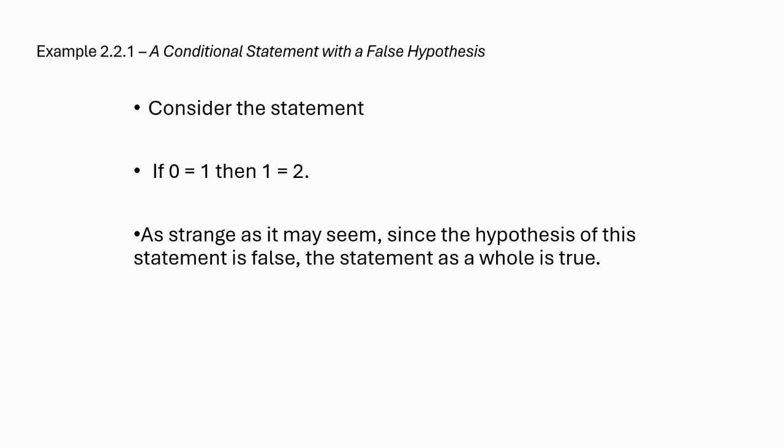So consider this statement. If 0 equals 1, then 1 equals 2. Now, as crazy as it sounds, that is a true statement. Since 0 equals 1 is false, then it doesn't matter whether 1 equals 2 is true or not. We would say this statement is true by default or vacuously.